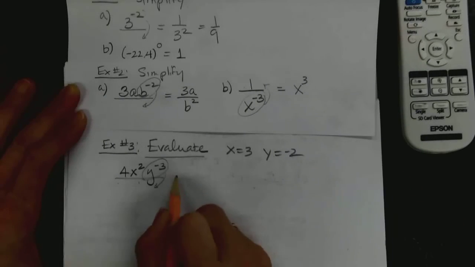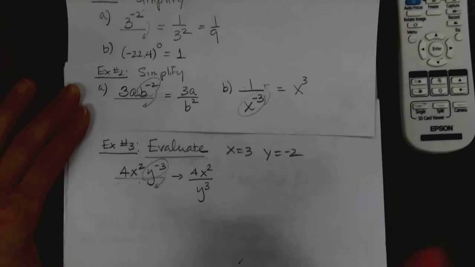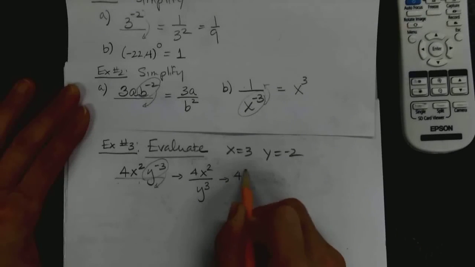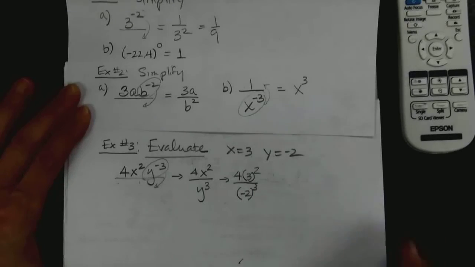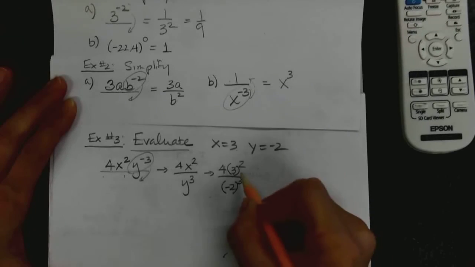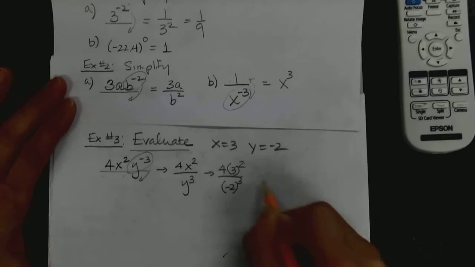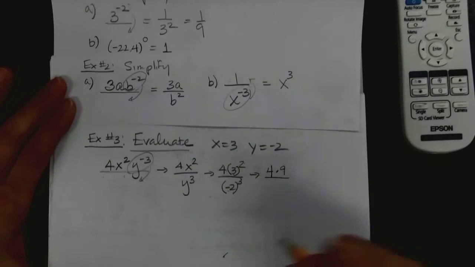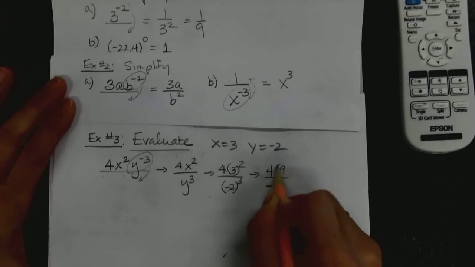So now this becomes 4x squared over y to the third, right? Now plug it in. So 4 times x is 3, so 3 squared over y is negative 2 to the third power. Did I lose anybody? We're good? Okay. Now remember your order of operations, exponents before multiplication. So what's 3 squared? 9. 3 times 3 is 9, so this becomes 9 over, what's negative 2 to the third power? Negative 8.